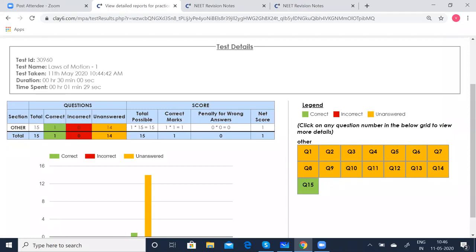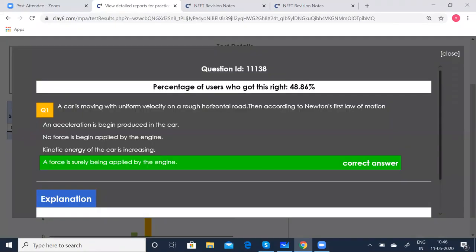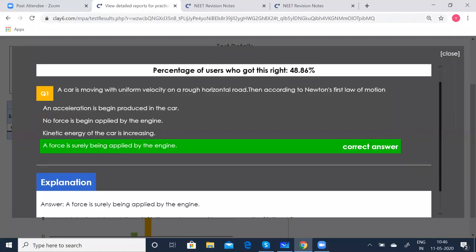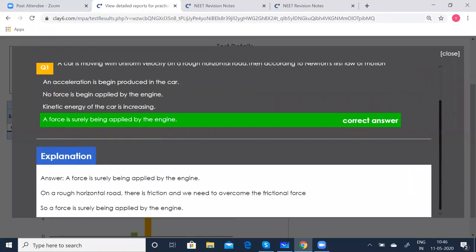So if you want to know which, so suppose which is going to be the incorrect answer, say suppose 1 is now going to be the incorrect answer, you can as well go to that, click that, okay? And then the explanation is also given. So you can as well go to the explanation part and learn. See, the force is surely being applied by the engine. On a rough horizontal road, there is a friction and we need to overcome the frictional force. So a force is surely being applied on the engine, by the engine. Okay.